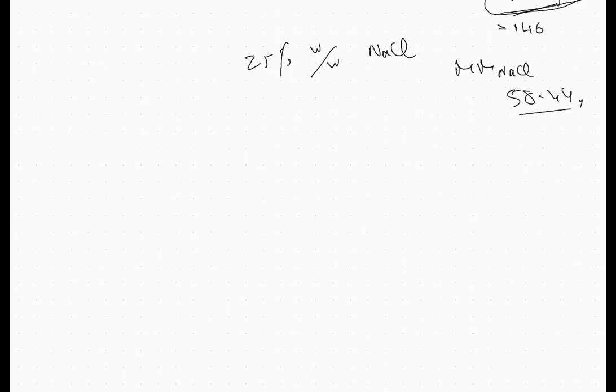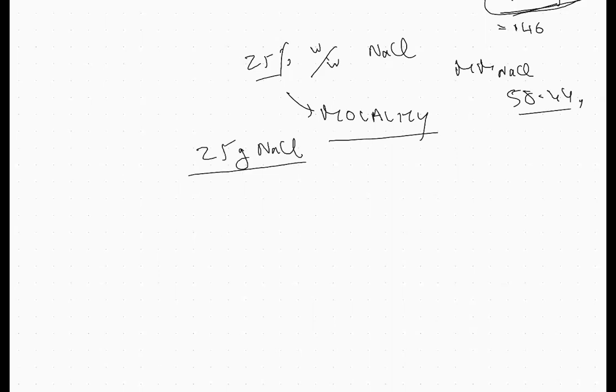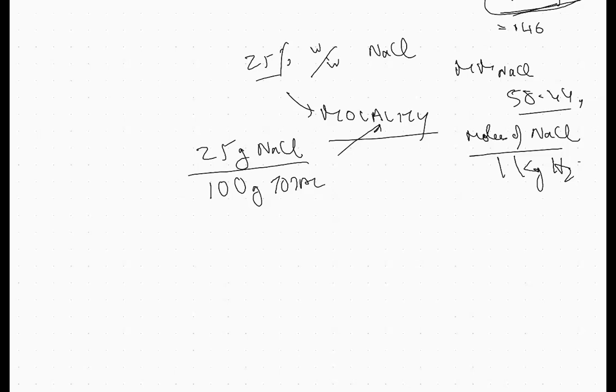Now when you get something like that, don't make this mistake. 25% by weight means 25 grams of sodium chloride in 100 grams total. But molality means moles of sodium chloride in 1 kg of water, the other part. That part is 100 minus 25, which is 75 grams. So now we have 25 grams of sodium chloride in 75 grams of water.